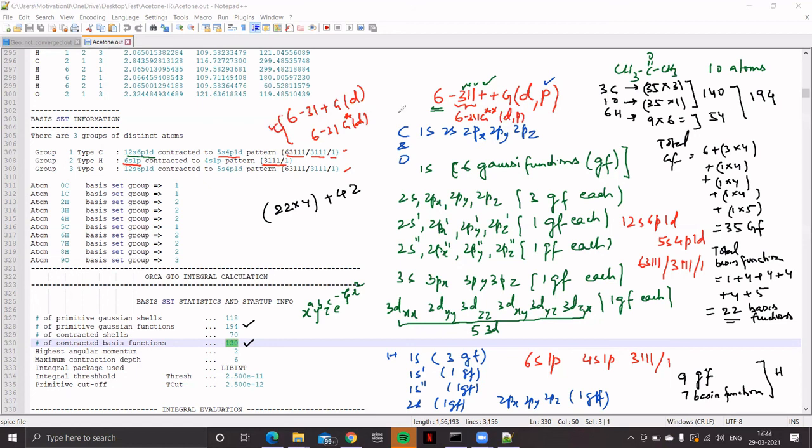Take another example. You can take acetone also and see how many Gaussian functions and how many contracted basis functions you are getting in your case. So this is for this particular lecture. We'll analyze other parts of this particular output file in our next lecture.